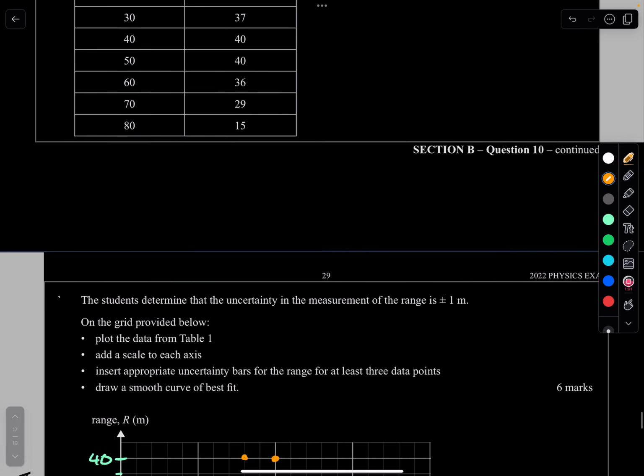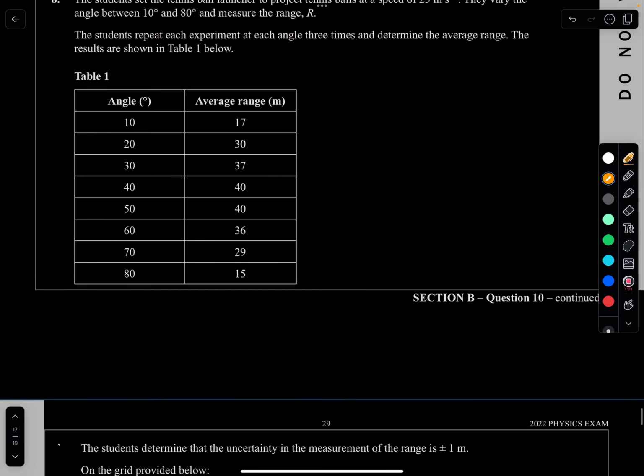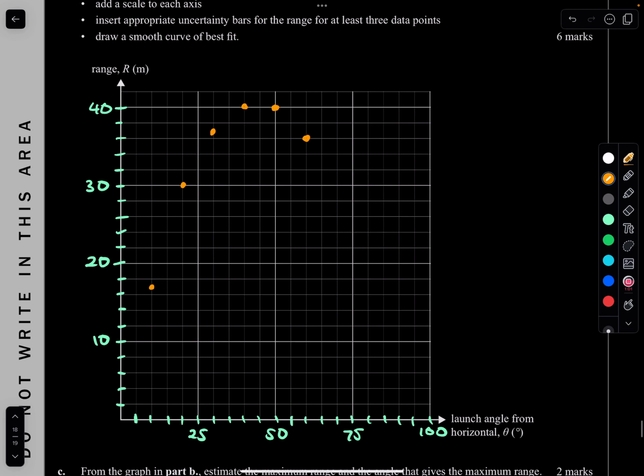So 60, 36, was that right? 60, 36, 2, 4, 6. Yep. 70, 29. So 70, 29. 2, 4, 6, 8, 29 here. Right over here. Beautiful.